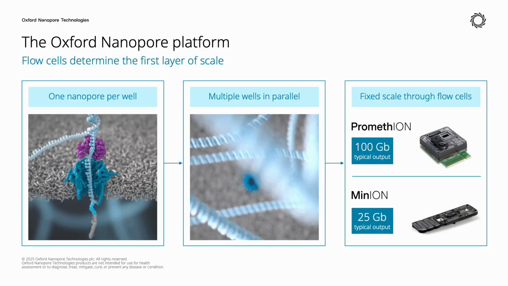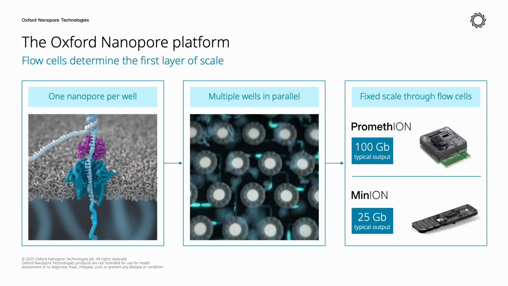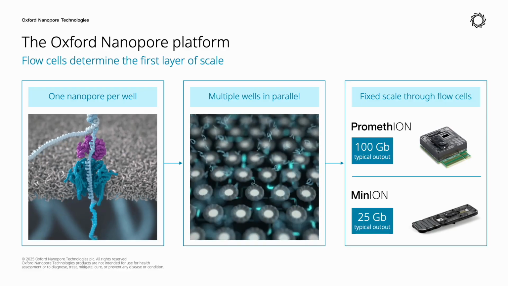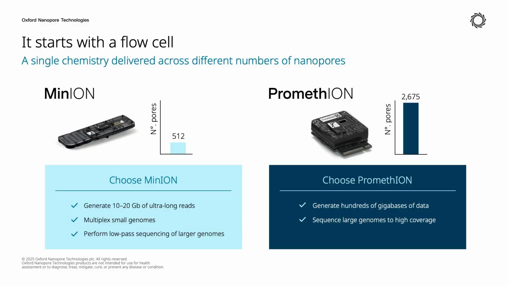The main difference between the two flow cell form factors that we have is the size of the nanopore array and the total amount of nanopore channels. Depending on how many nanopores the flow cell has, it will change how much data can be generated from a particular flow cell. There are two main form factors of flow cells available: MinION form factor and PromethION form factor.